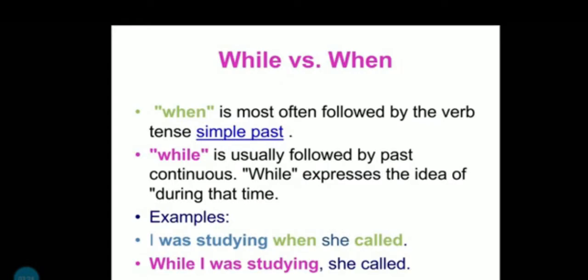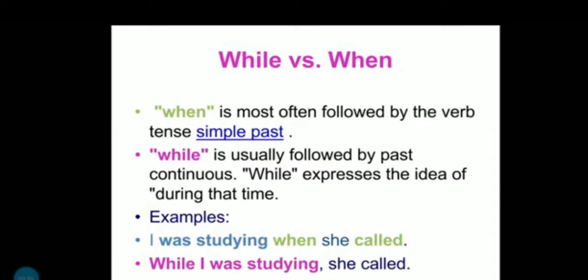Now, what's the difference between while and when? The answer is simple. When is most often followed by the verb in simple past. So when plus simple past. For example, when I called you. While is usually followed by the past continuous. While expresses the idea of during that time.